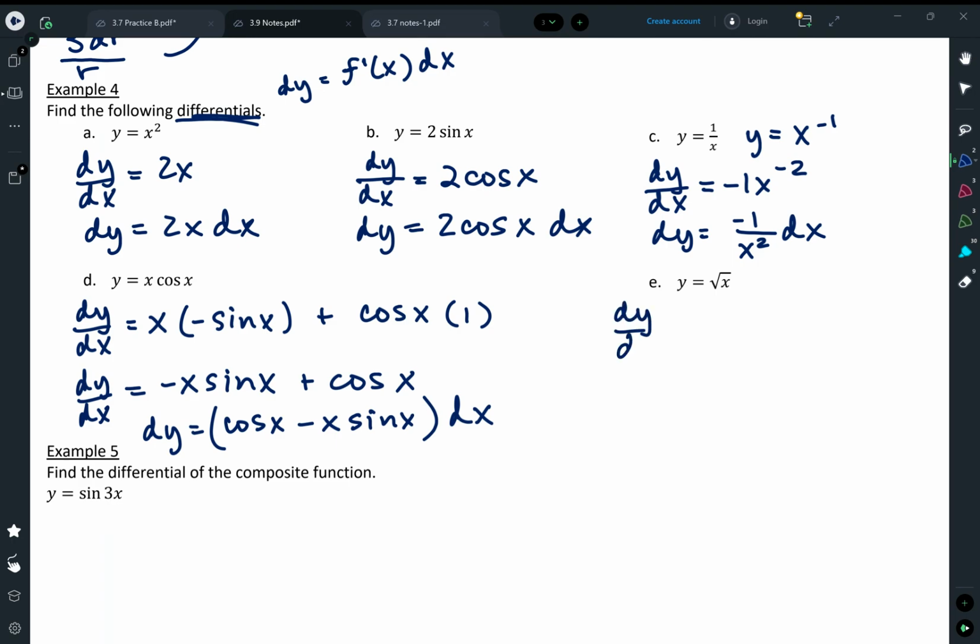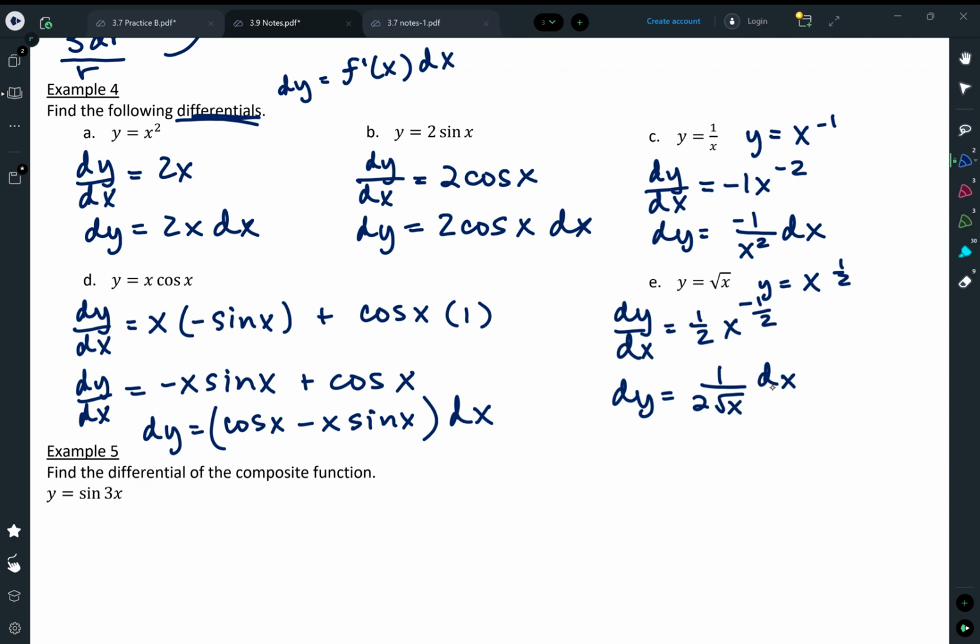Last one, dy dx. Oh, I probably want to first make sure I'm thinking about this as x to the 1/2 power. So we have 1/2 x to the negative 1/2 power. So dy is 1/2 times our square root of x. You could leave it a 1/2 power, I don't care.